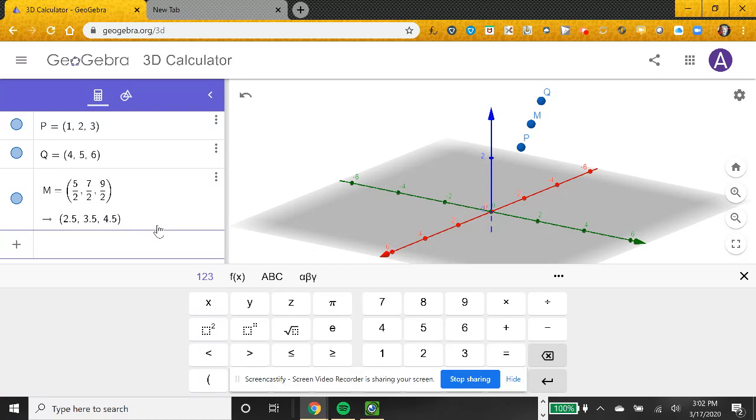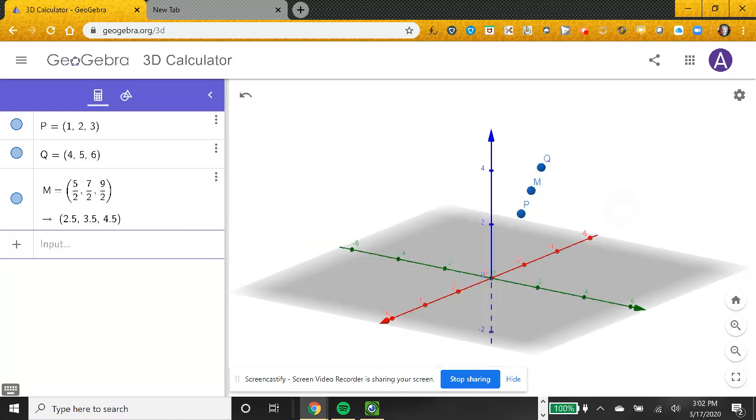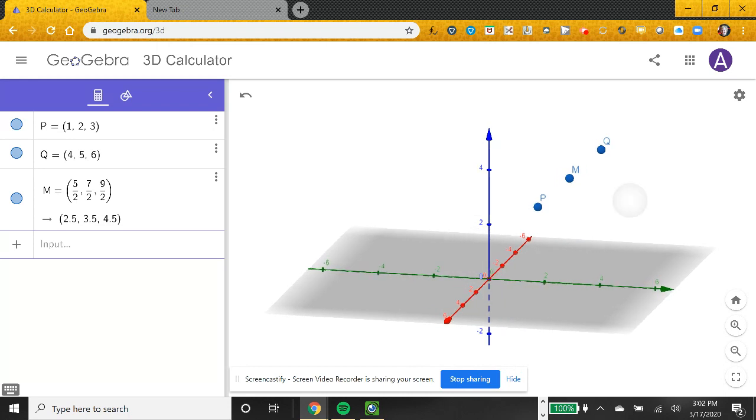And clearly, believe it or not, I'm going to close this. You guys can see, right, that M is definitely between P and Q, and it looks like it's certainly halfway in the middle, which is really cool.